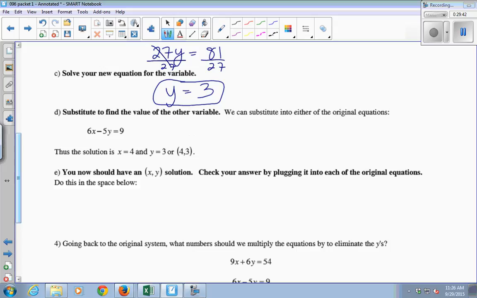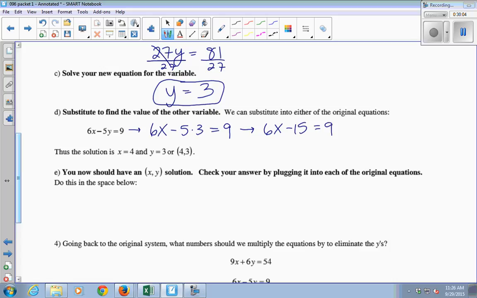So you substitute to find the value of the other variable. Pick any equation that has both x's and y's in it, and replace the y with a 3. So I'm going to have 6x minus 5 times 3 equals 9. 5 times 3 is 15, so 6x minus 15 equals 9.